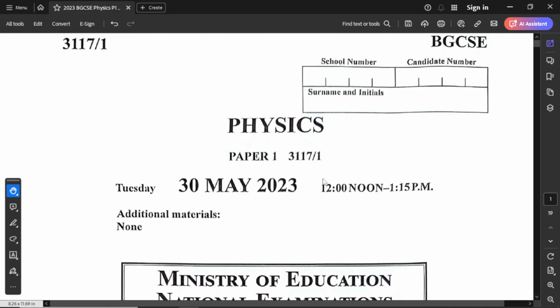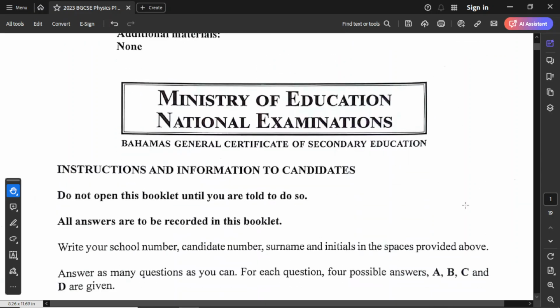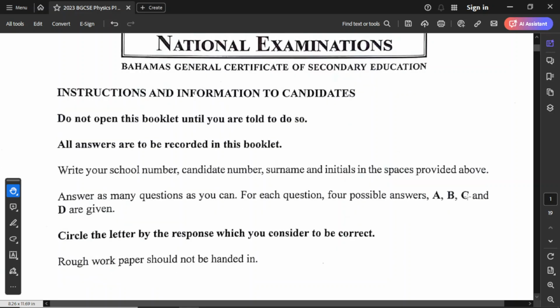Now today we're looking at this 2023 BGCSE Physics Paper 1. Please remember before you start the examination, write the school number, your candidate number, your surname, and initials. Also, please read through the instructions carefully to ensure that you understand each instruction. And if you should have any questions or queries, please clarify them with your examiner.